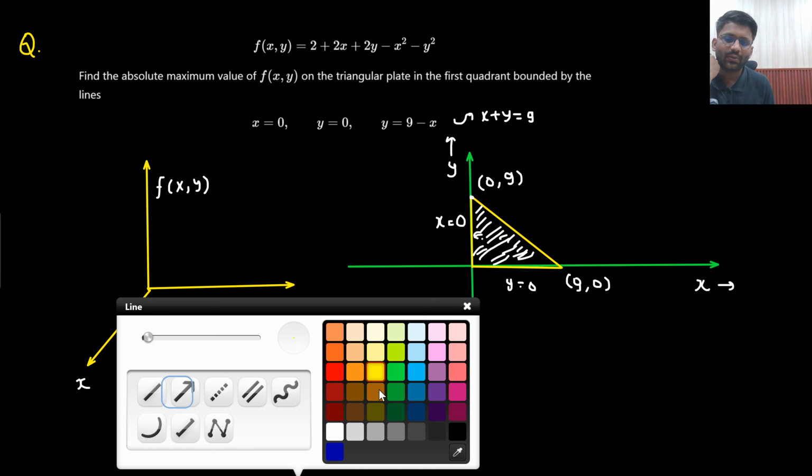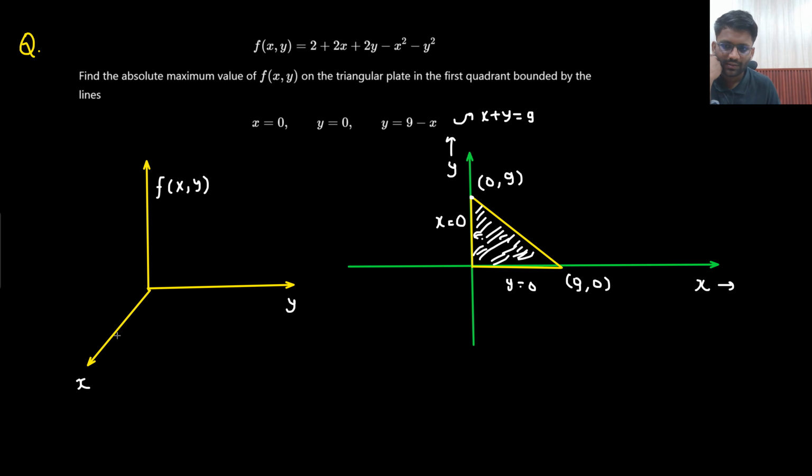So you make the function only in this much region, which is 0, 9 and 9, 0. Only in this much region you make the function.